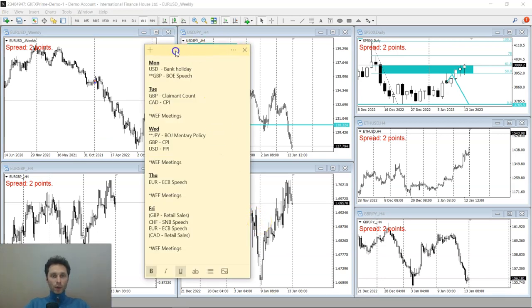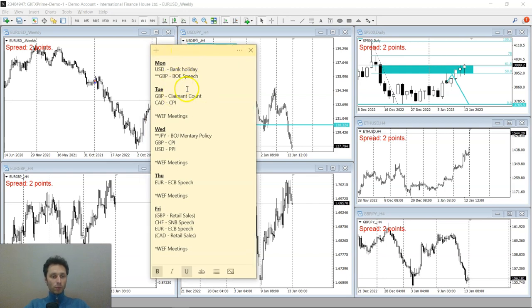I'm going to start as always on the economic calendar, and let's have a look what this week holds. Monday, we've got a bank holiday from the US, and we also have on the pound the Bank of England speech. On Tuesday, we have claimant count from the GBP, and then we also have CPI numbers on the CAD.